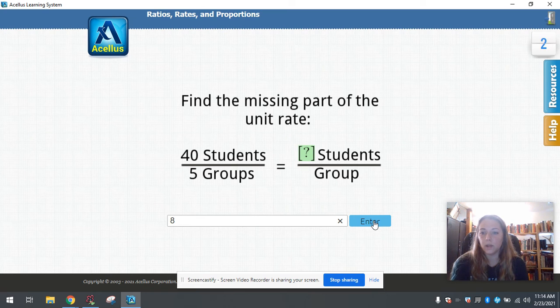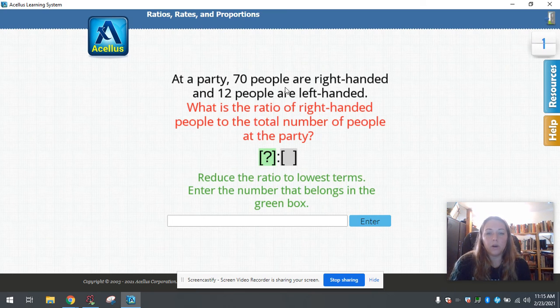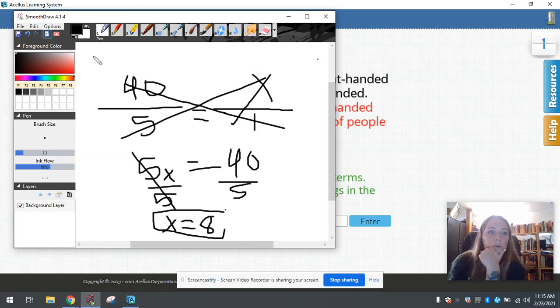Pretty good group size. Okay, at a party, 70 people are right-handed and 12 people are left-handed. What is the ratio of right-handed people to the total number of people at the party? Reduce the ratio to lowest terms. Enter the number that belongs in the green box. Okay, so it says there's 70 right-handed people. There's 12 left-handed. So to figure out how many people we have all together, we have to add those numbers together. So 70 plus 12 is 82. There's a total of 82 people. 70 of those are right-handed, 12 of them are left-handed. Sounds about right.